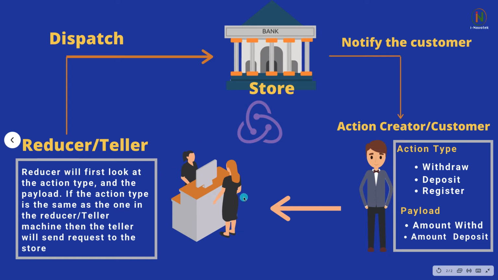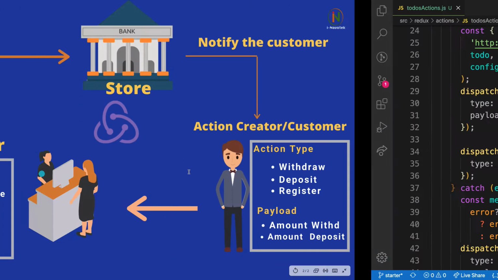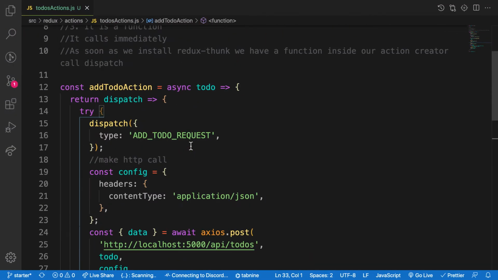Okay, so like I said, the reducer will first check the action type coming from the action creator and a payload, and then it will do some logic here, whether it should add something to the store or remove or whatever, and then it will send the request to the store to take the real action. So let's see how this reducer is going to take the action, do some logic, and then send back to the store and give us a response. So let's get started. This is where we ended creating our action.